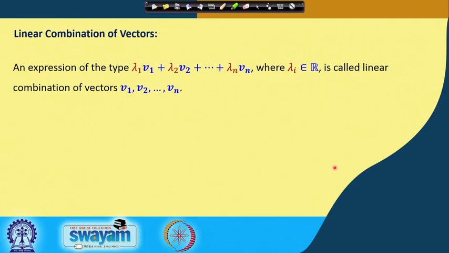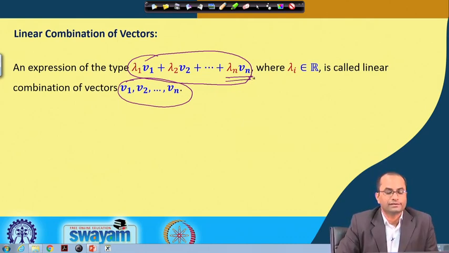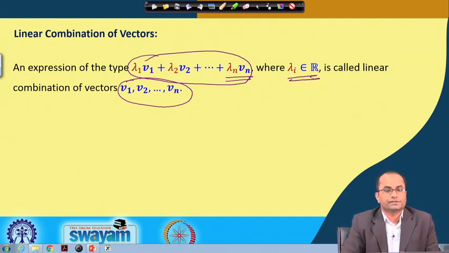An expression of this type, lambda 1 v 1 plus lambda 2 v 2 plus lambda n v n, where these lambdas belong to the set of real numbers, is called a linear combination of vectors v 1, v 2, v 3 and v n. So, for given vectors v 1, v 2, v n, this expression, lambda 1 v 1 plus lambda 2 v 2 and so on, lambda n v n, is called the linear combination of these vectors, where these lambdas belong to the set of real numbers.